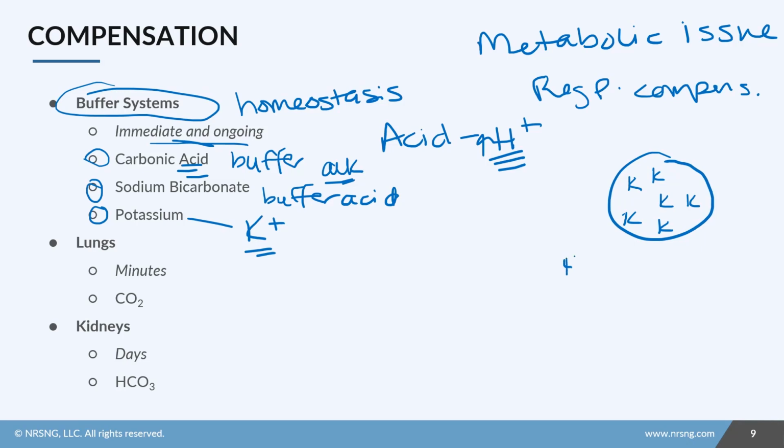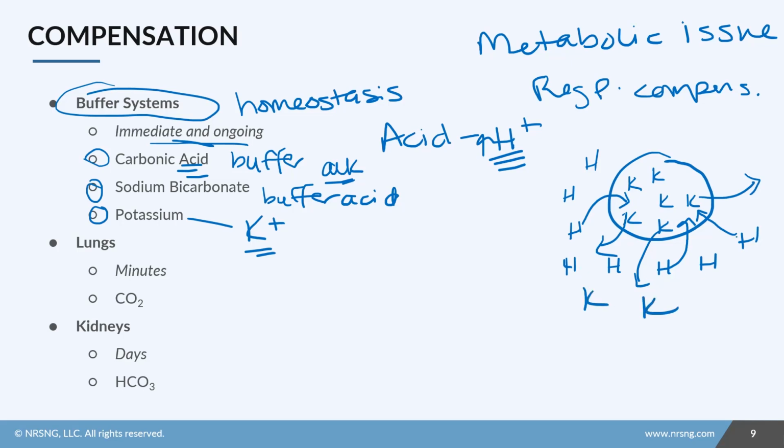So if I have all of these extra hydrogen ions outside my cell that are causing this acidotic state, then my body is going to start making those trade places. I'm going to shift the hydrogen inside the cell and pull the potassium out. And what that does is it helps to decrease the level of hydrogen ions in my blood. The problem is it also creates more potassium in my blood. So while this works wonderfully as a great buffer, it can also cause more problems because it can lead to hyperkalemia.